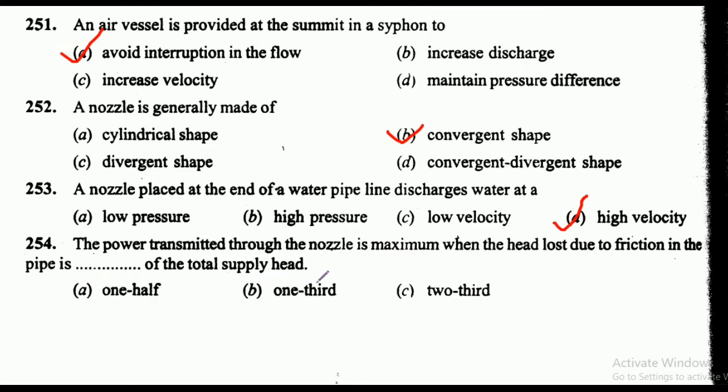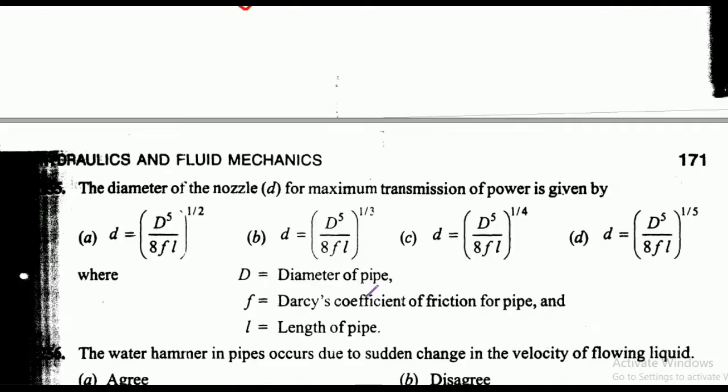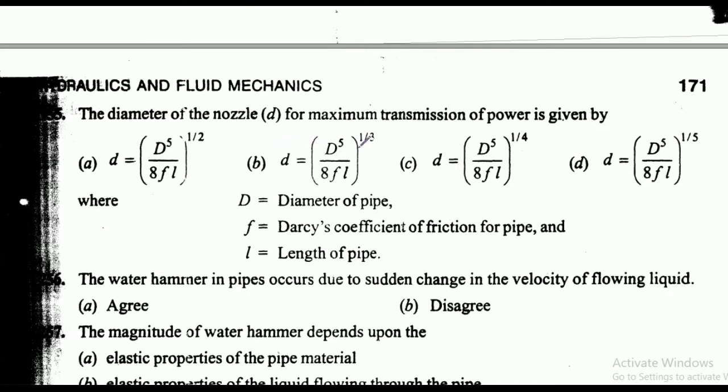Next is the power transmitted through the nozzle is maximum when the head lost due to friction in the pipe is dash of the total supply head. Options are one half, one third, two third. So here friends, the correct answer is option B, that is one third. Next is the diameter of the nozzle d for maximum transmission of power is given by. Here friends, these are the options where capital D is equal to diameter of pipe, f is equal to Darcy's coefficient of friction for pipe, and L is the length of the pipe. So the correct answer is option C, that is d is equal to (D^5 / 8fL)^(1/4).